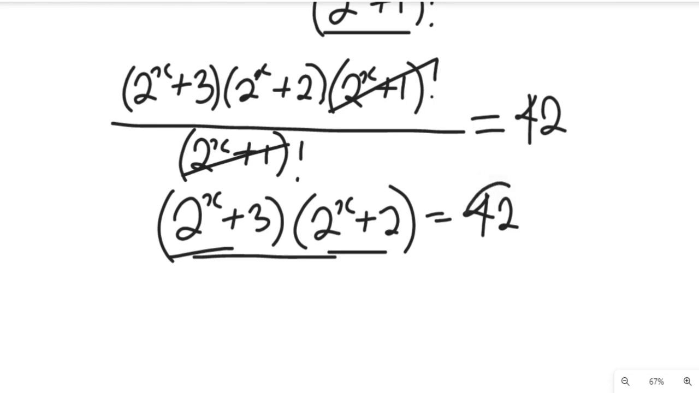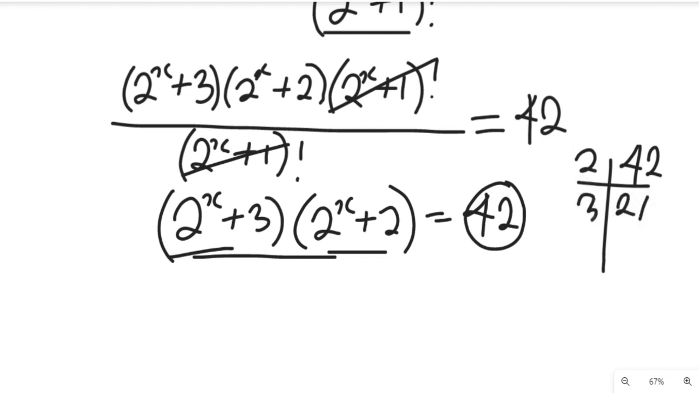We'll now look for two consecutive values that will give us 42, so that the left-hand side will be consecutive values and the right-hand side will also be consecutive values. So if we look for those two values in 42, 2 will go in 42 to give us 21, 3 will go here to give us 7, and then 7 will go to give us 1. So if we multiply this, that will give us 6 times 7. So 6 times 7 will give us 42.